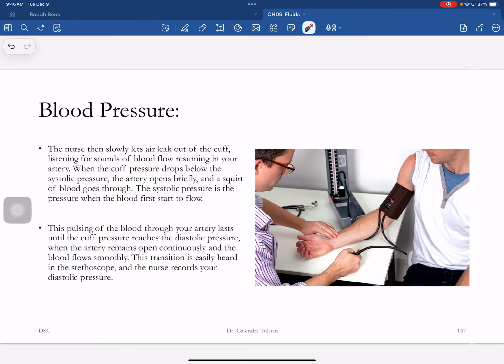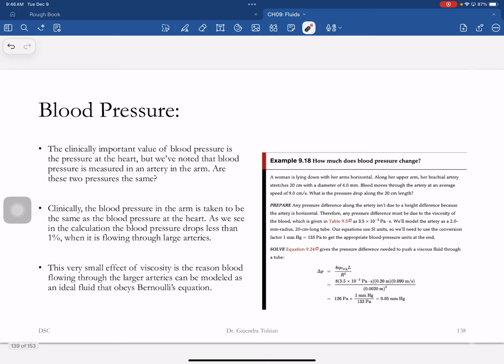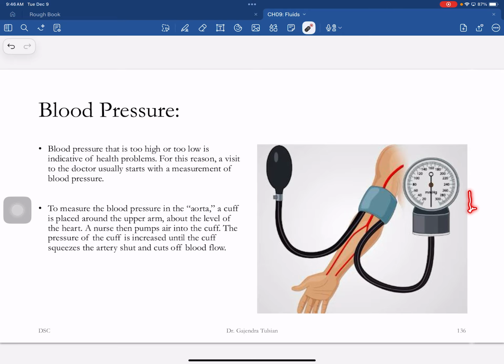So that's what this says: the transition is easily heard in the stethoscope. What this shows you is that we said the blood pressure drop from the heart to there is very little. So the blood pressure in your arm is a proxy for the blood pressure in the heart. The claim was that the blood pressure drop is very minimal. In the problem that I'll go over, we'll show that the blood pressure drop in 20 centimeters, two-thirds of a foot, of the brachial artery is only 1 millimeter of mercury. That's what the problem will show you.